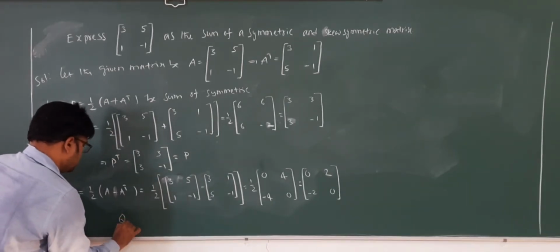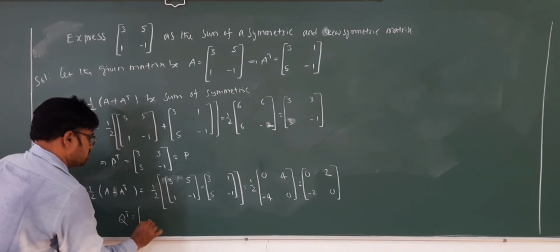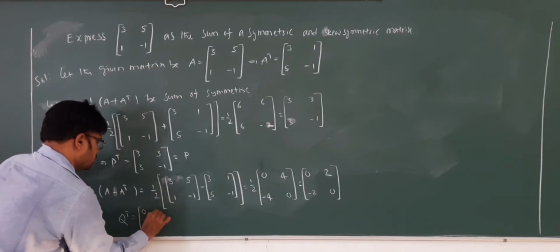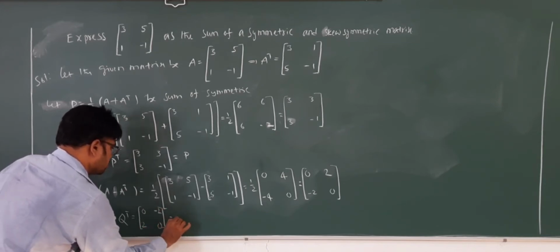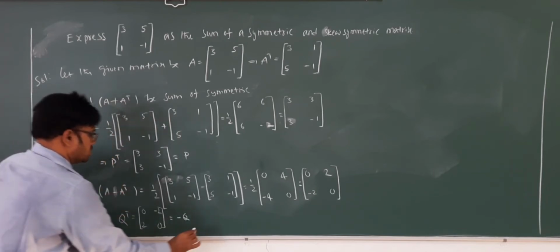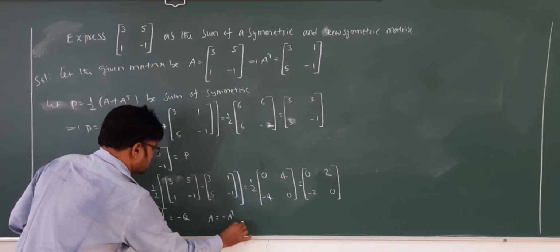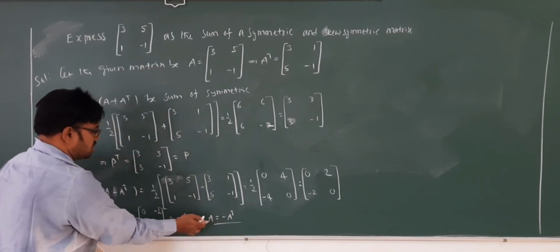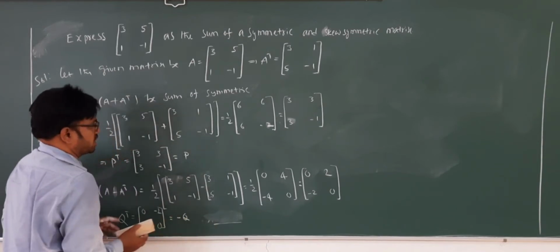See here, if you take Q transpose, this matrix becomes [0 -2; 2 0]. That implies this is equal to minus Q. Suppose A is a matrix and A transpose equals minus A, then the matrix A is called skew symmetric. Here Q is also a skew symmetric matrix.